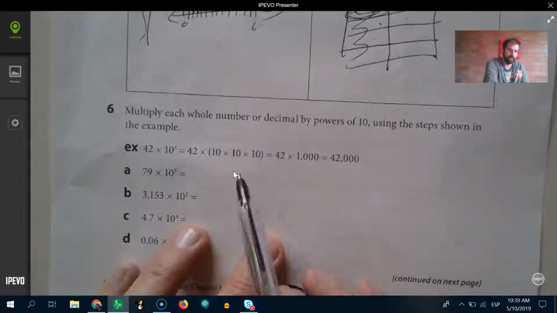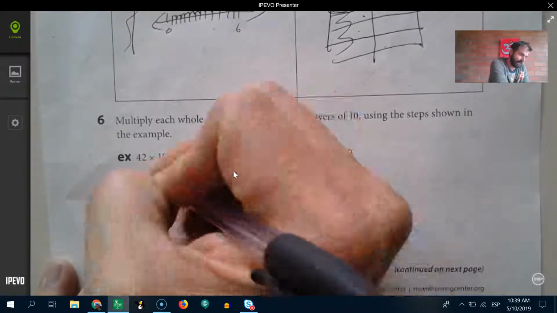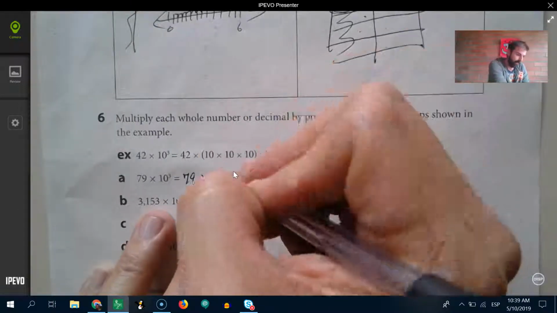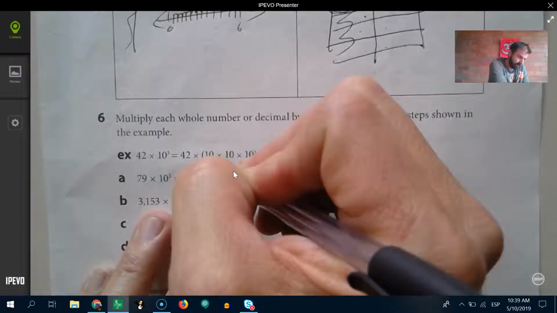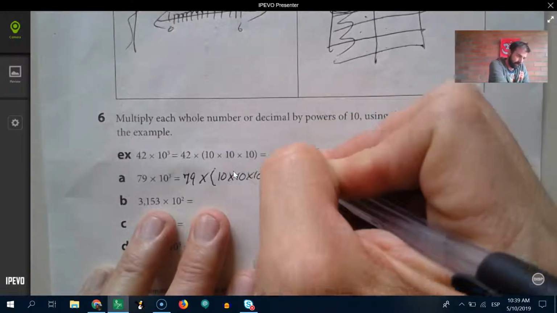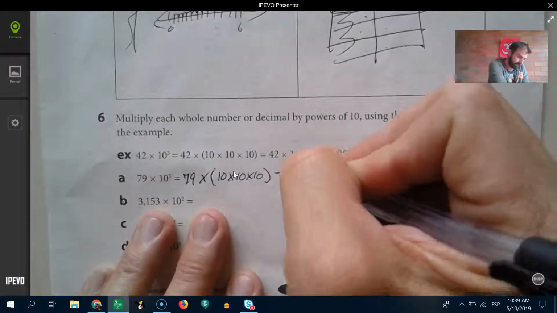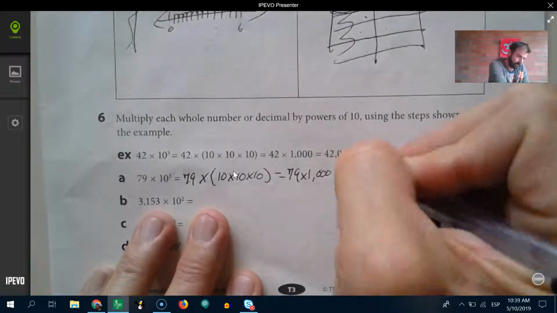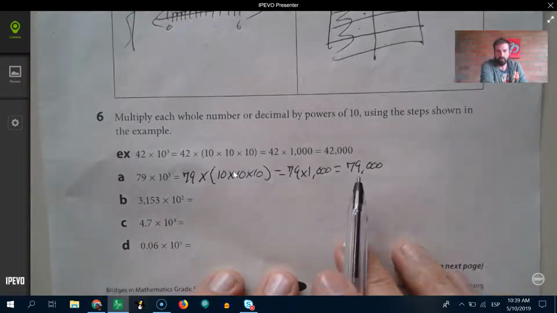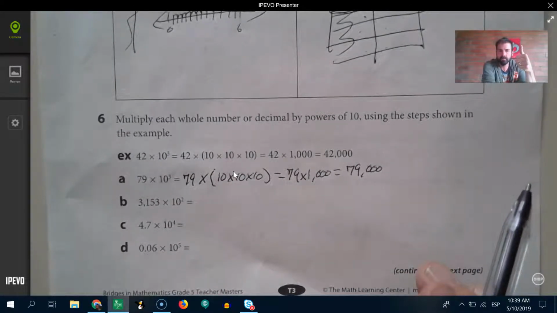All right, so let's follow this example. So I will have 79 times, and it's right there for me at this first one, right? I could just use this since I know I have to do 10 threes. And then I have 79, and I have 10 times 10 times 10, which is 1,000. So I've got to go 79 times 1,000, and that's going to give me 79,000.